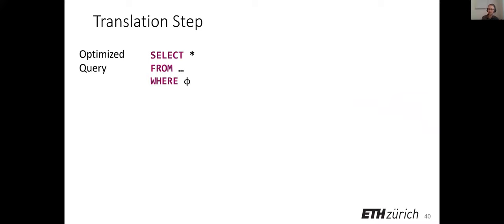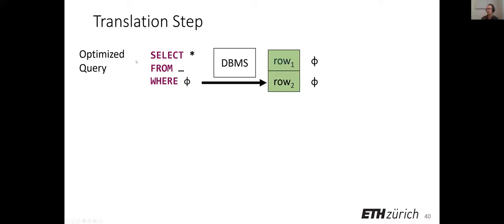So here is the magic ingredient. We have this optimized query of this general format, where we select all records where phi holds. And we assume that, first of all, the query optimizer works correctly, so it would return two records here. Based on these two records, we can infer that phi evaluates to true for two rows.